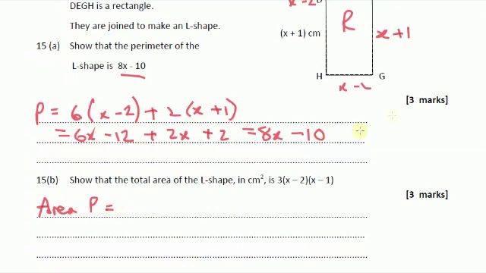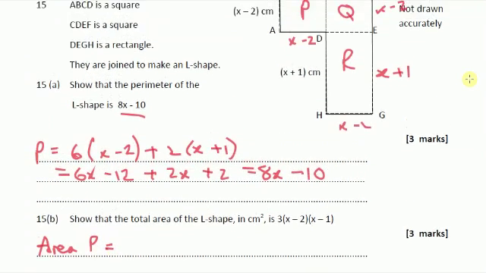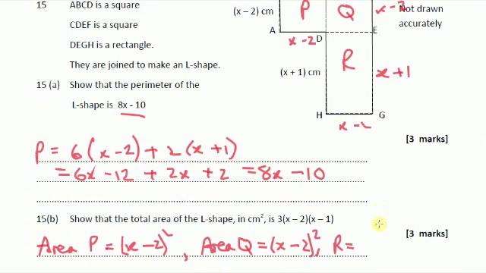So area of square P. Each side is x minus 2, so it will be x minus 2 times x minus 2. We look at it there. And area of Q will also be x minus 2 times x minus 2. And the area of R will be x plus 1 times x minus 2.